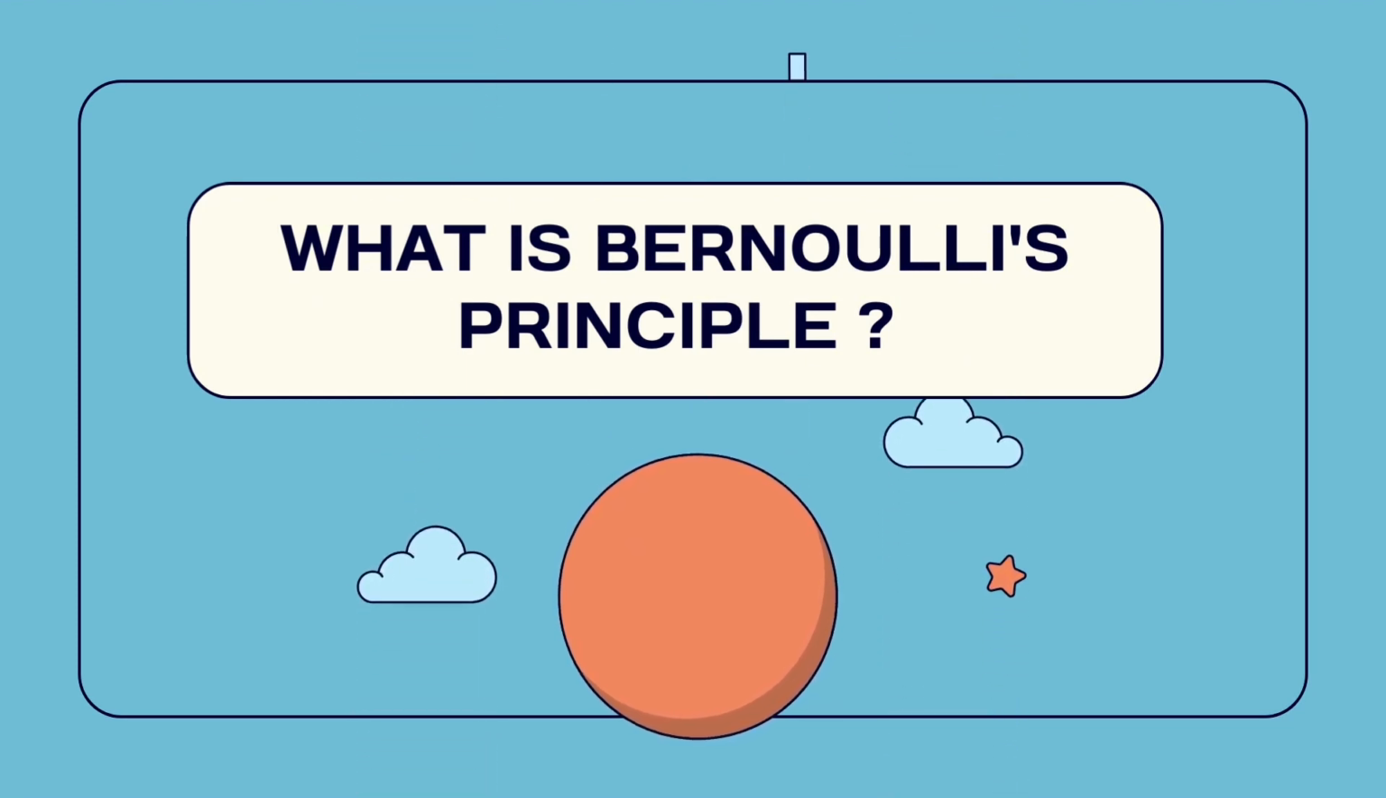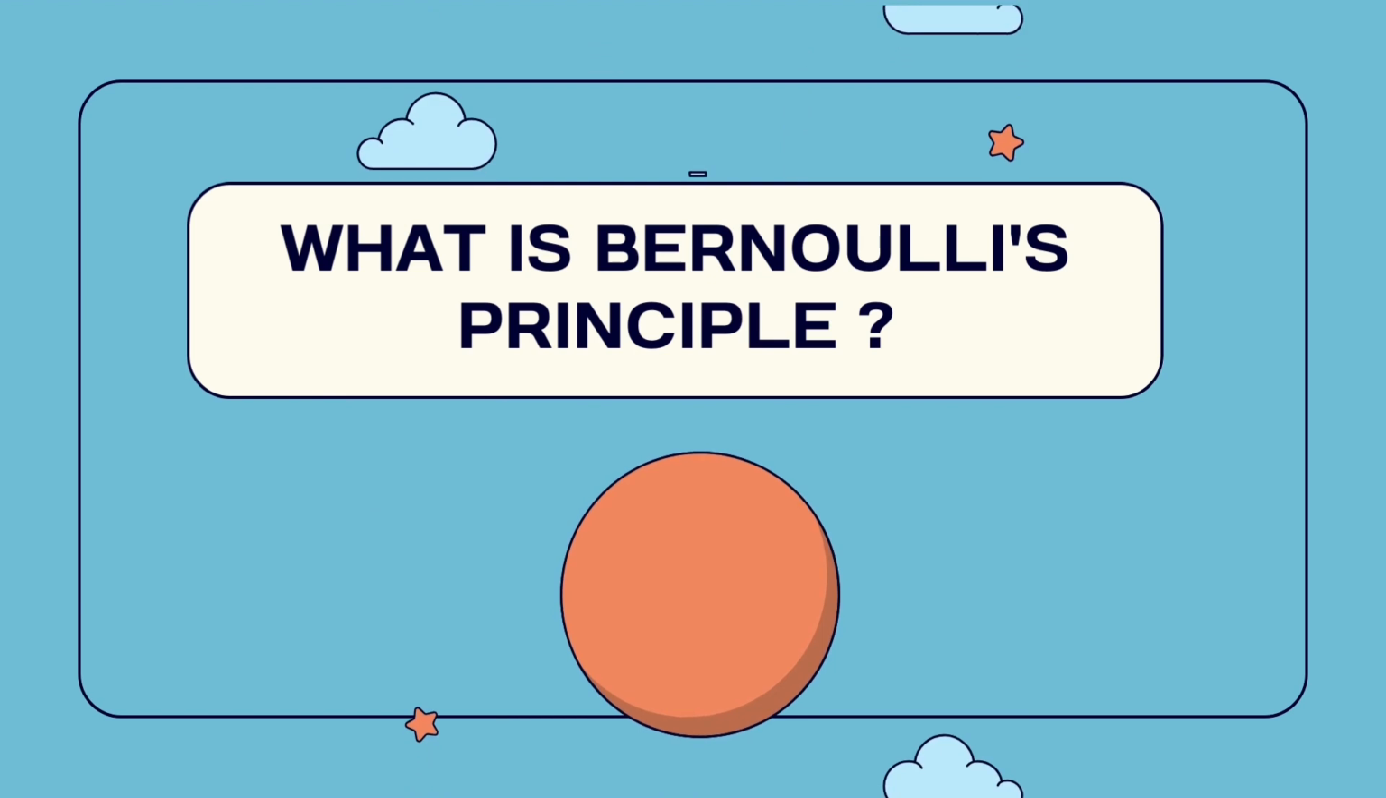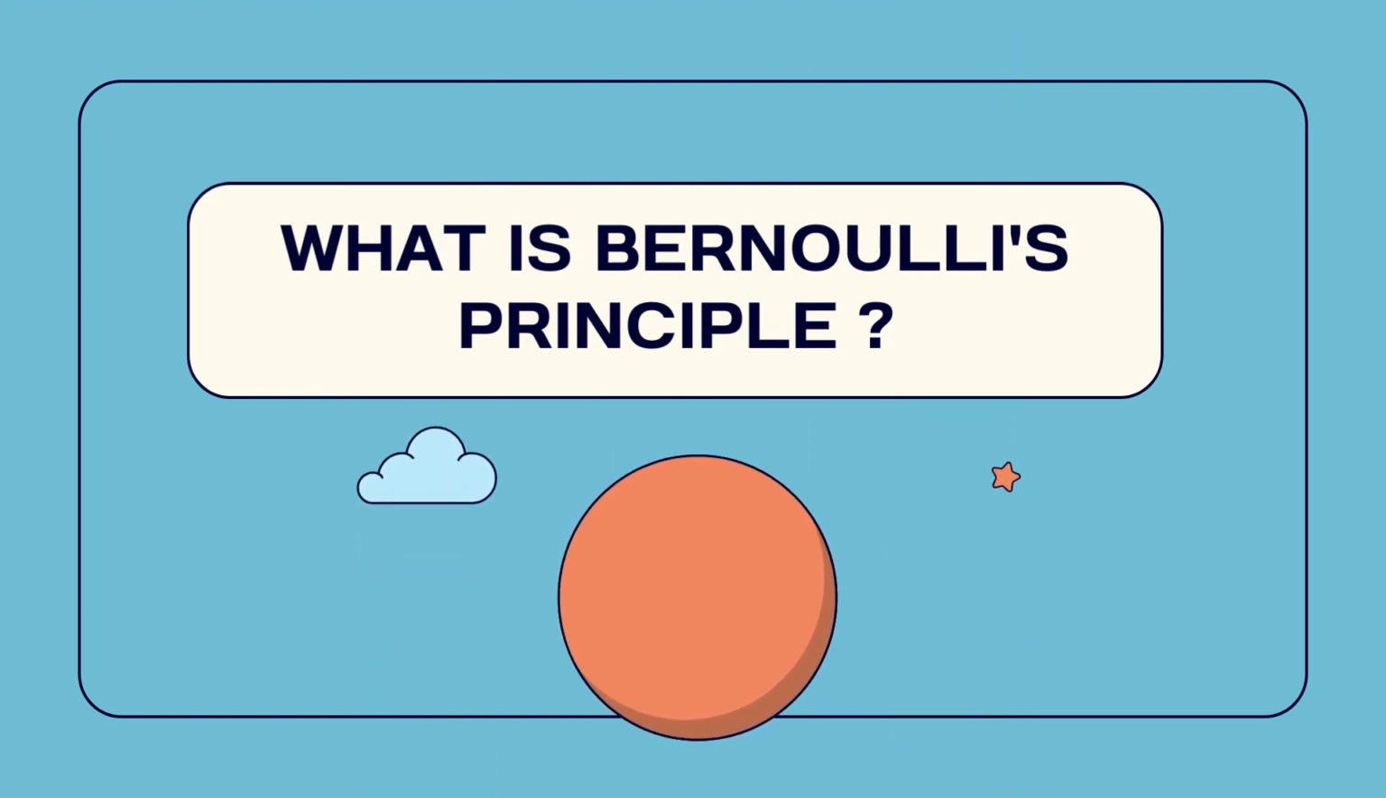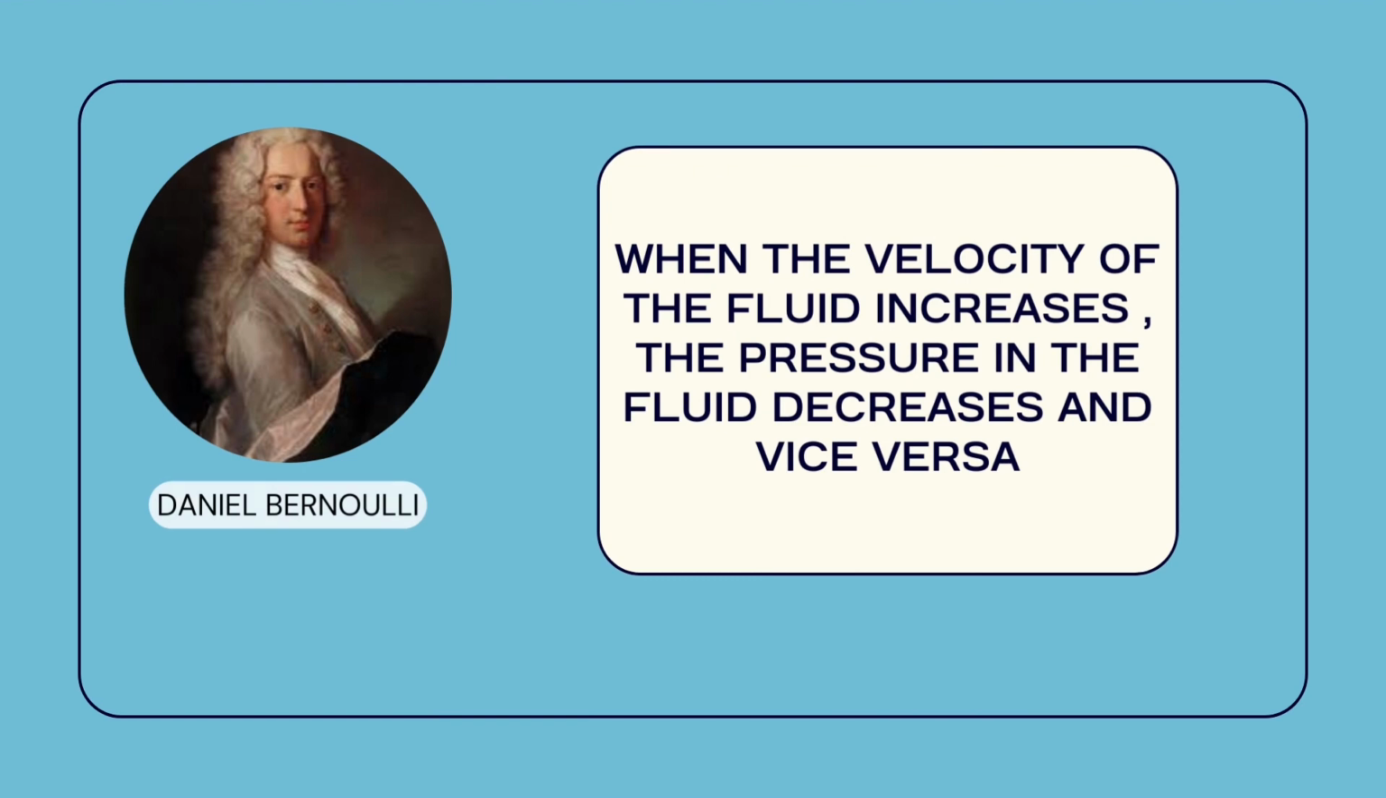So what is actually Bernoulli and who found out this principle? Let's know more about Bernoulli. The name Bernoulli itself comes from Daniel Bernoulli, the physicist who found out about the Bernoulli principle. Daniel Bernoulli stated that when the velocity of the fluid increases, the pressure in the fluid will decrease, and vice versa.